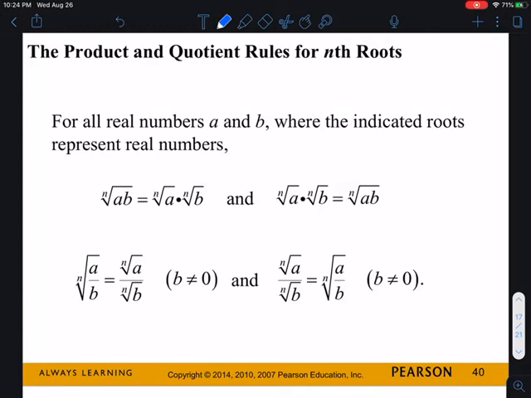So again, it's going to be just like what we did with our square roots. If it's easier to separate it, separate it. If it's easier to put it together, put it together. Same thing with our division. If we start with one radical, we can split it into the division of the 2 radicals, or take the 2 and put them back into 1. And again, your b is not 0.